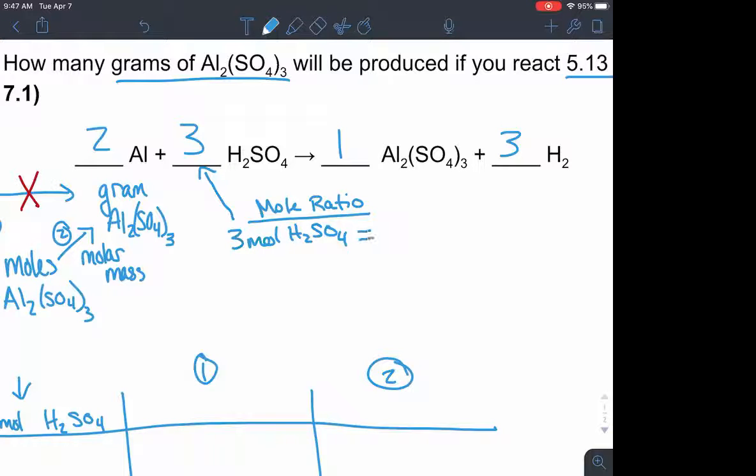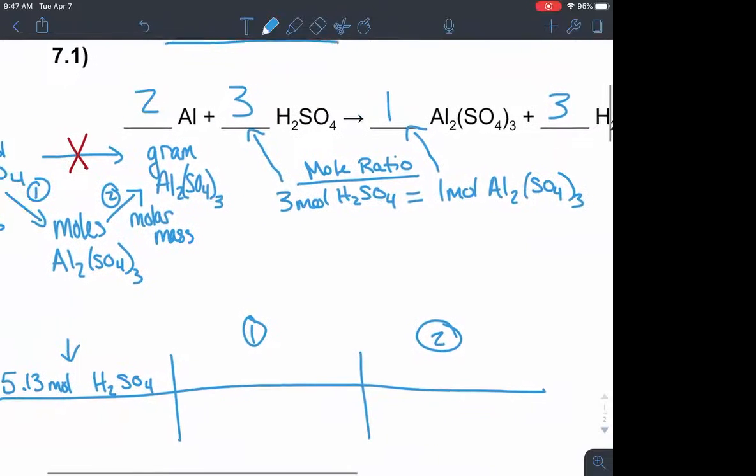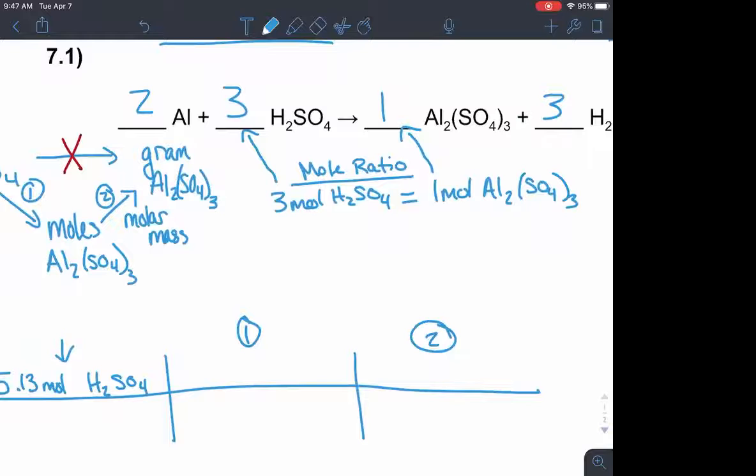How many moles of Al2(SO4)3 are we going to make? 1. Perfect. Just the 1 mole of Al2(SO4)3, and we get this 1 from right here. All right. So now we have to decide what goes on the top and what goes on the bottom of that first line. If we're going to put our mole ratio in there, what are we going to put on the top of that line and what are we going to put on the bottom of that line?